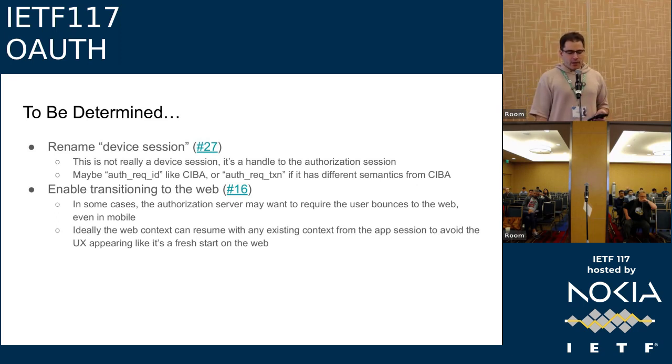So ideally we would be able to bounce out to the web, but keep the context of whatever's happened already. So it's not like starting a new OAuth flow from scratch. We want to be able to carry the context of whatever's happened in the flow up until now, bounce out to the web, and then it continues on like an OAuth flow from there.